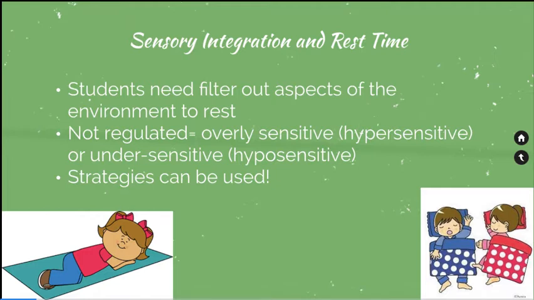Different strategies can be used to facilitate self-regulation based on a child's sensory preferences. For example, noise-canceling headphones can be helpful to students who are hypersensitive to sound. The following sections will describe different senses and different preferences people can have for each sense.